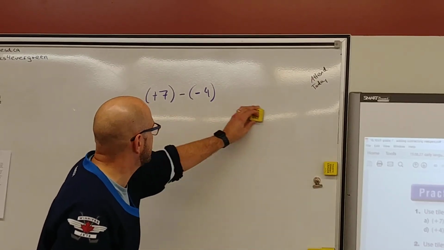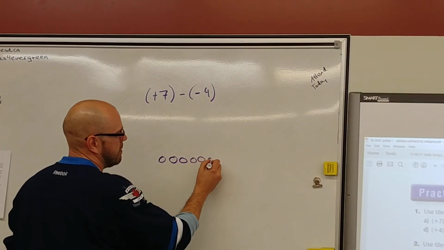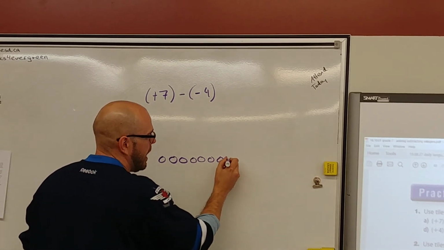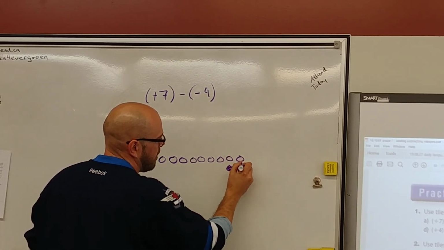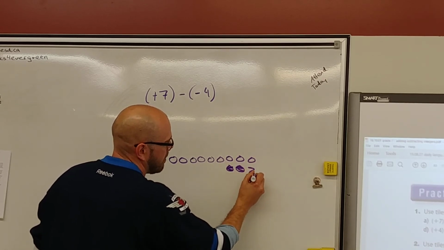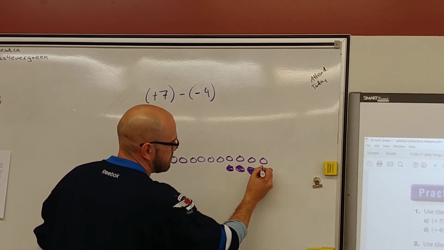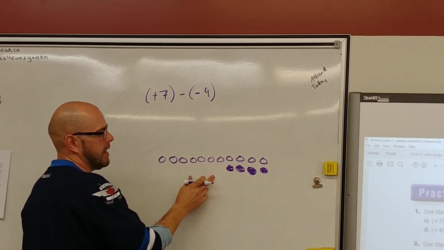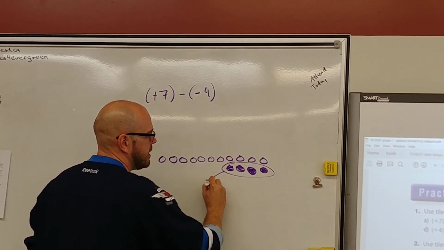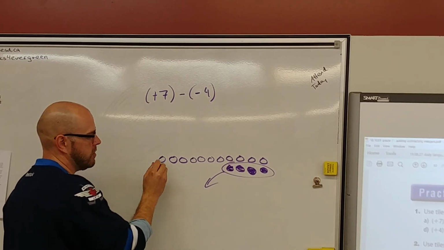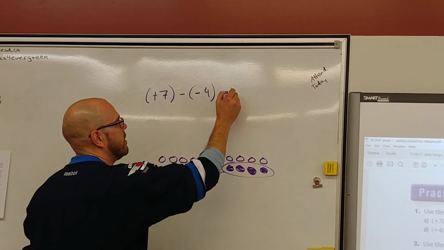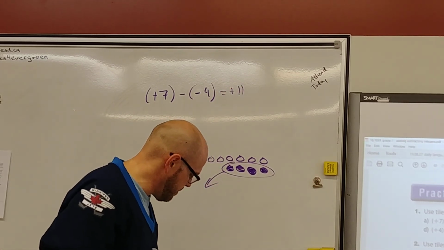But when we do it with the tiles, I have 7. It says minus negative 4. I don't have negative 4, but I can add 0 pairs to get there. Now I can do positive 7 minus negative 4. I can tell those guys to get the heck out of there. And now I know my answer is 1, 2, 3, 4, 5, 6, 7, 8, 9, 10. Positive 11. All right, that's your big review.